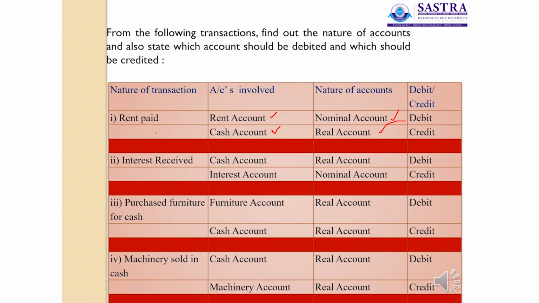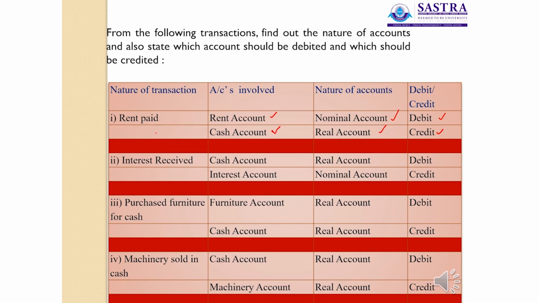Now you have to apply the rule. Debit all expenses and losses, credit all incomes and gains. The rule for nominal account is debit all expenses and losses, credit all incomes and gains. Here rent account is one of the expenses, so rent account will be debited. Cash account is a real account. The rule for real account is debit what comes in, credit what goes out. So this account will be credited.